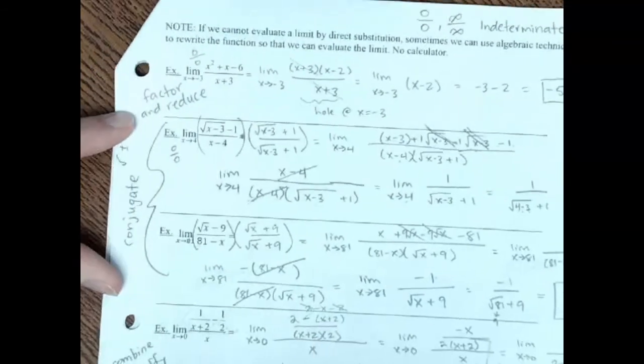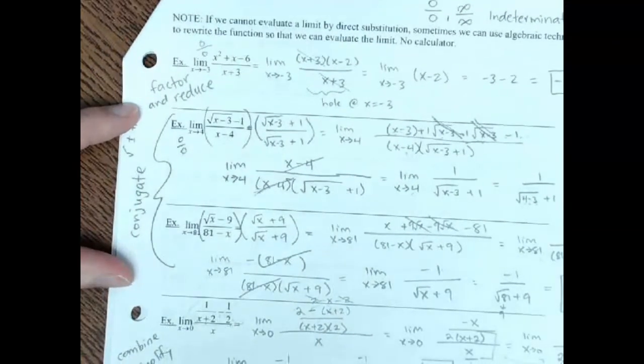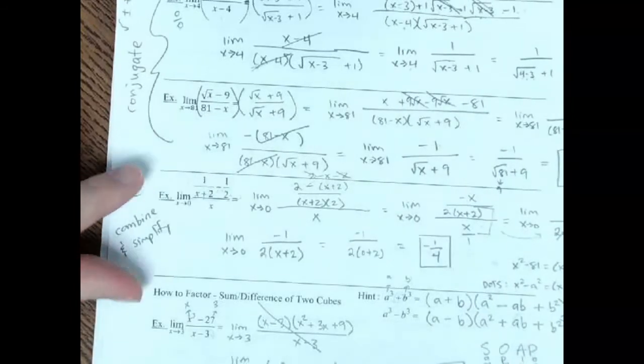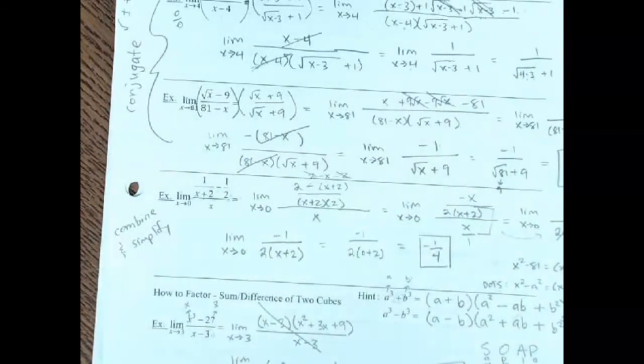The second strategy is to use the conjugate. And then another strategy, if you have multiple fractions, is just to combine them all, condense them down into just one fraction.